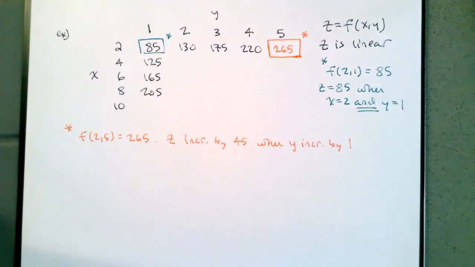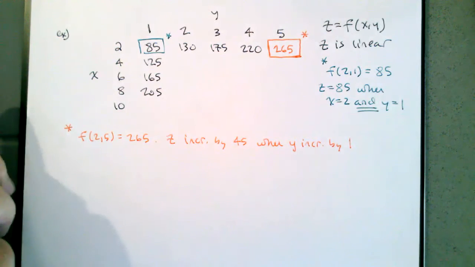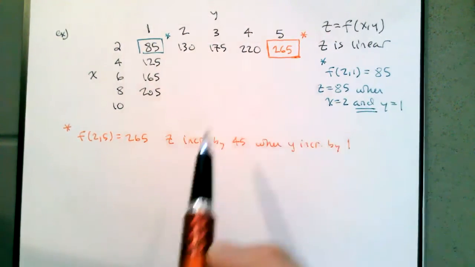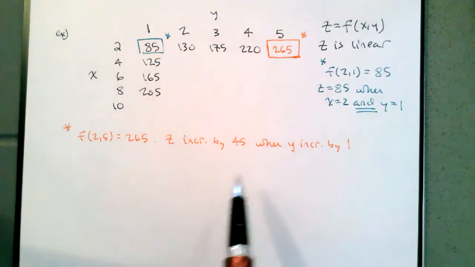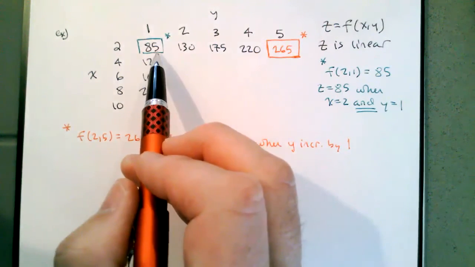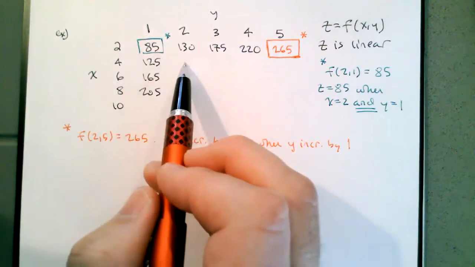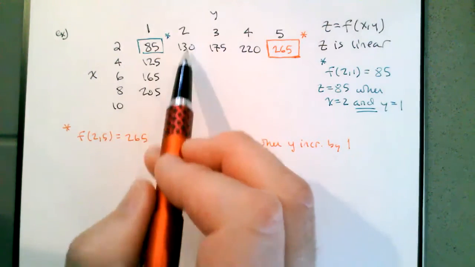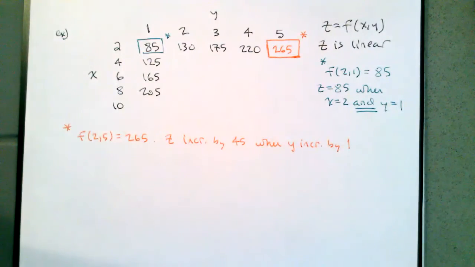So if I go down to the next place where x is equal to 4, what should my entries be? Let's figure out what this row should be following this rule. Z is linear in the x direction and the y direction. So if, instead of starting at 85, we start off at 125, what should be f of 4, 2? What are we going to put for f of 4, 2?